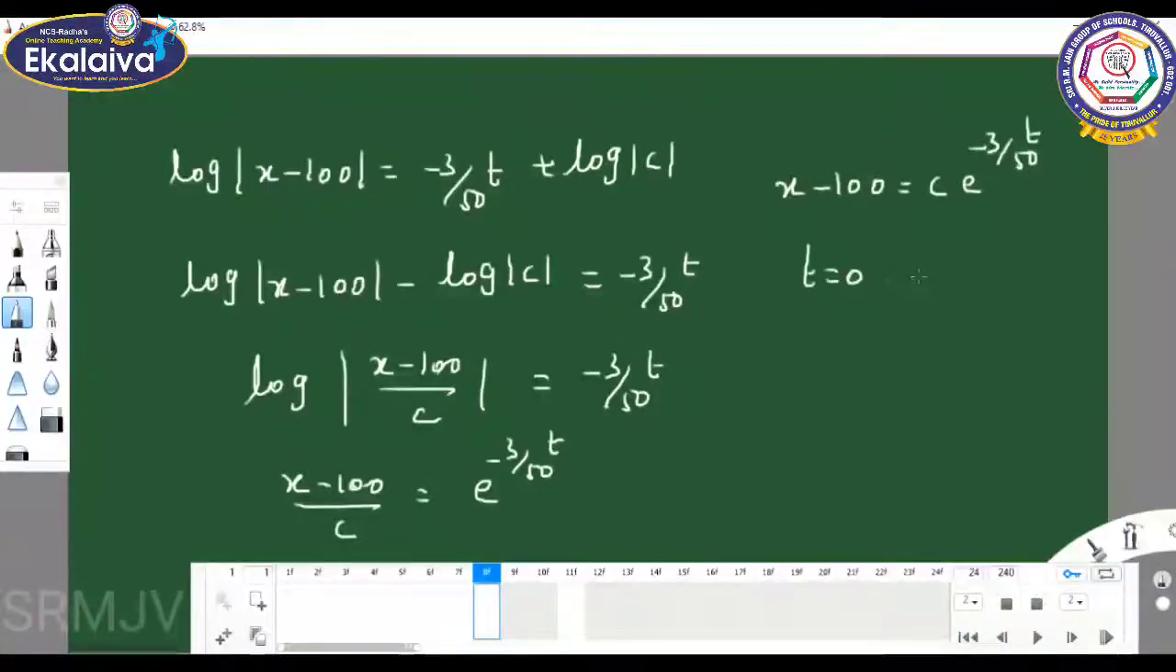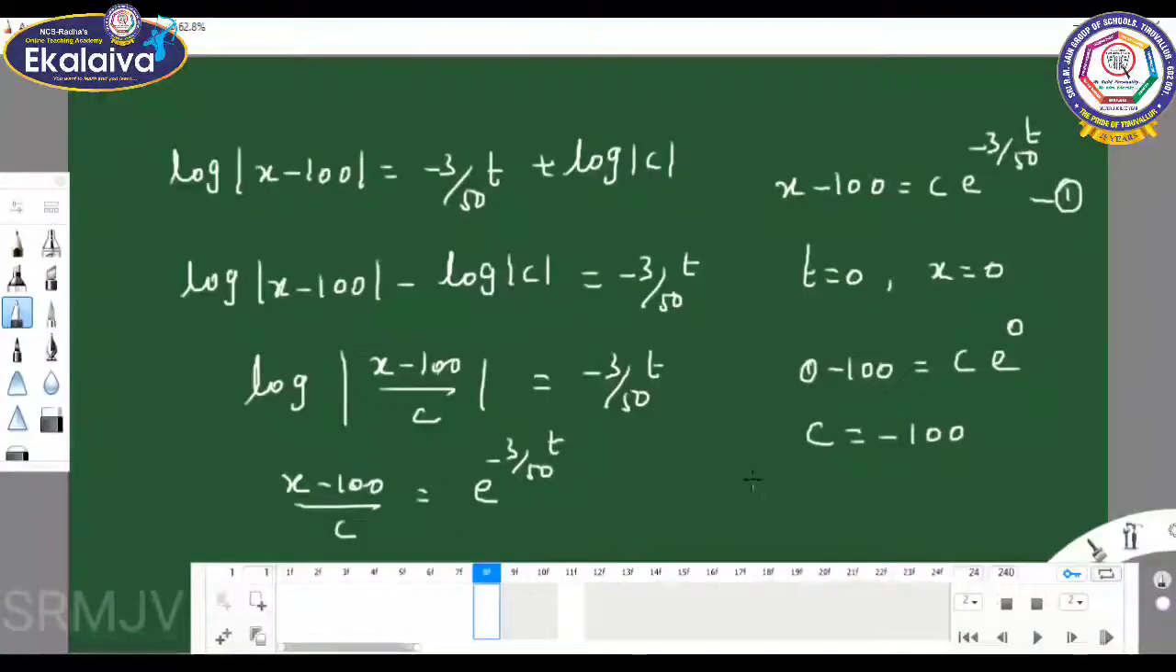Starting at t equal to 0, it is given in the question that x equal to 0. So at t equal to 0, x equal to 0. You can substitute in this equation: 0 minus 100 equal to c e power 0, because the t value is 0, and e power 0 is 1. What is the value of c? c equal to minus 100.